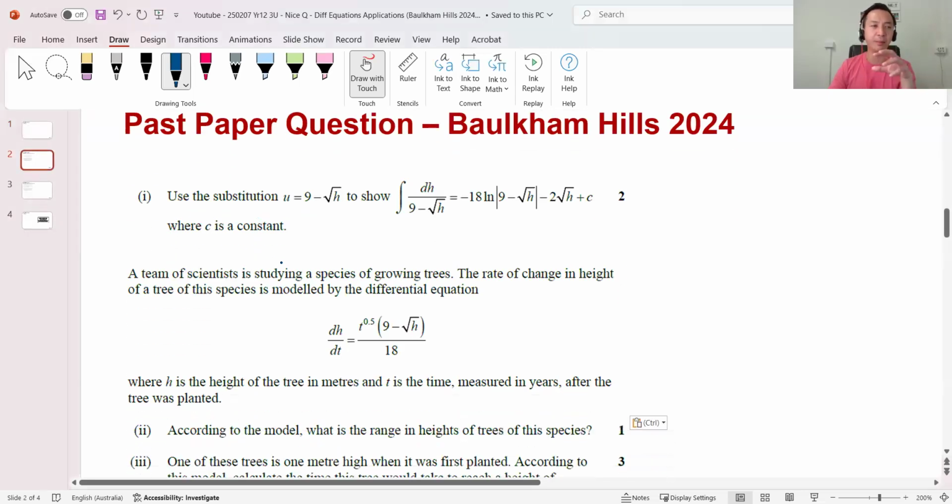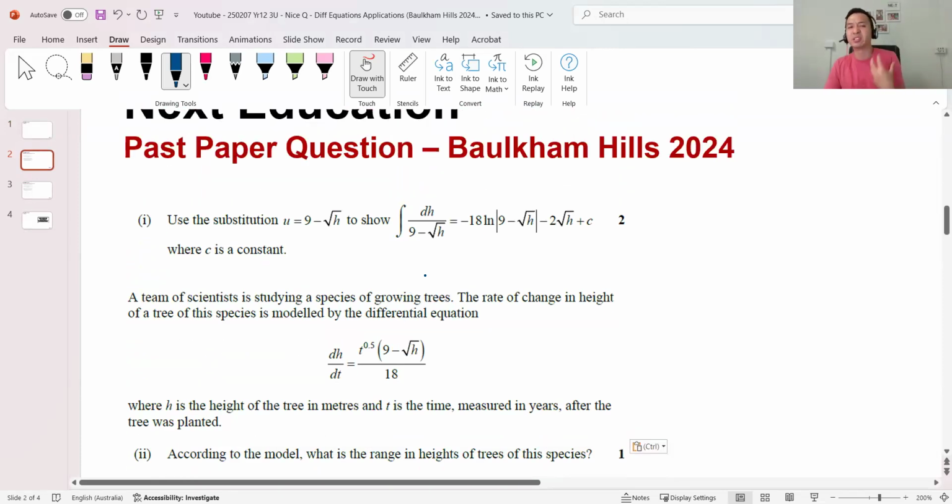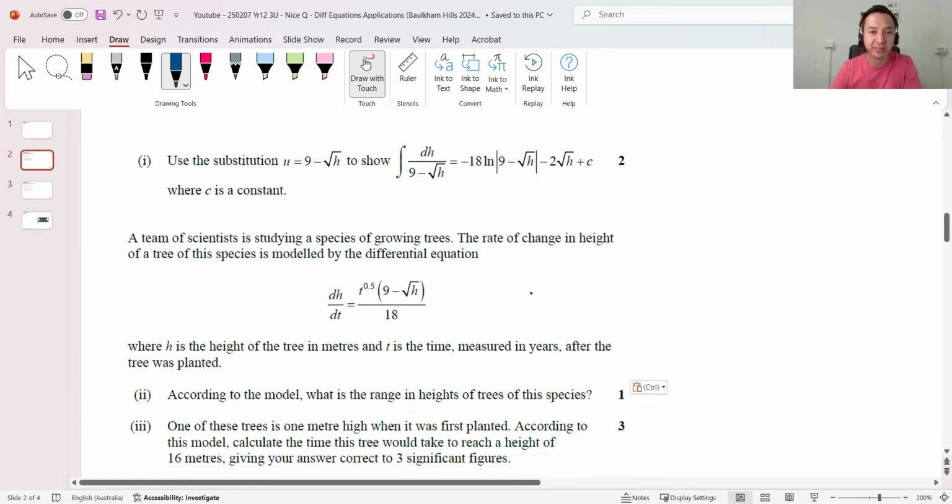Baulkham Hills, I believe it's the last question or second last question in the paper. So generally reserved for quite a hard question. I mean, Baulkham Hills traditionally has quite challenging papers. So, this question's quite nice. So let's dive right in.